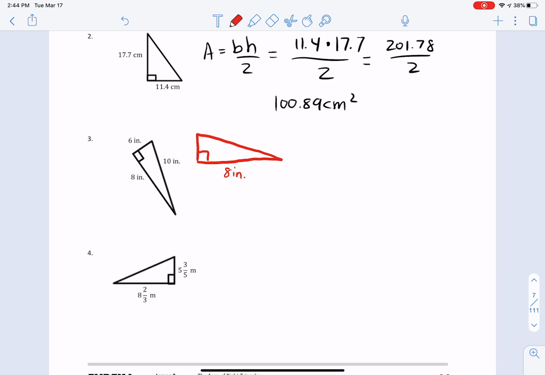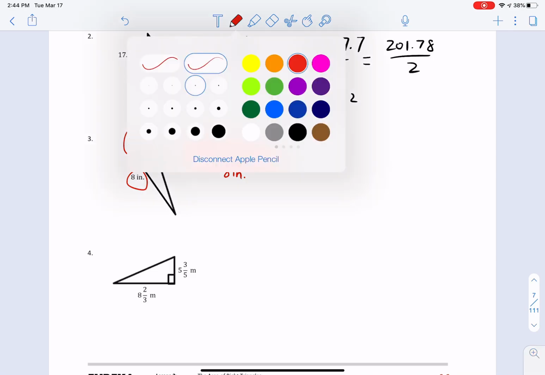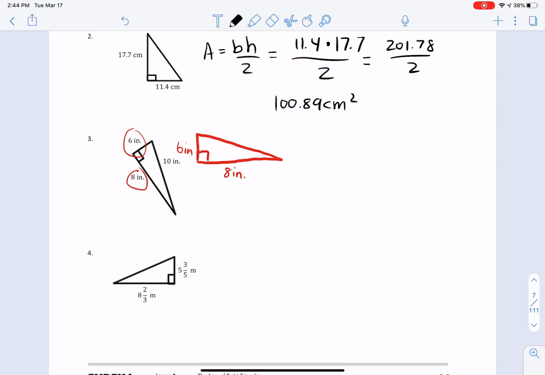This is 8 inches, got that from here. This is 6 inches, got that from here. The 10 inches don't matter to me today. I have my base, I have my height, so area is going to equal 8 multiplied by 6 divided by 2. That's 48 divided by 2. The answer, 24 square inches.